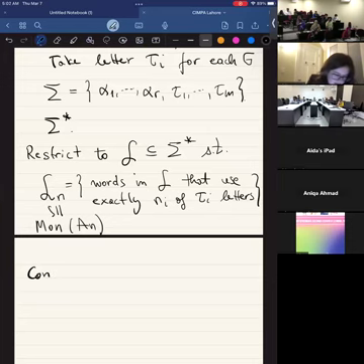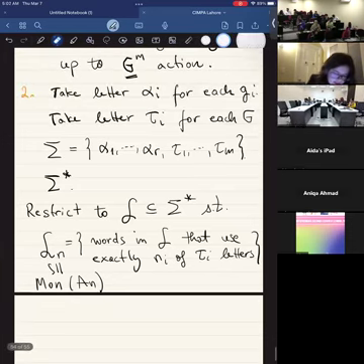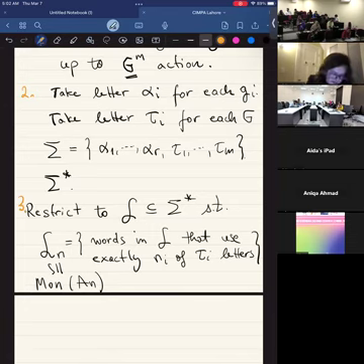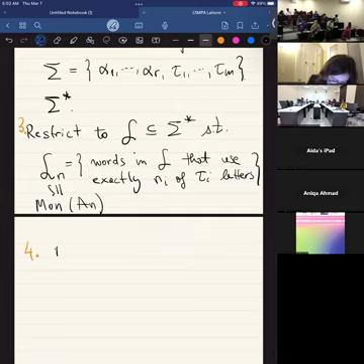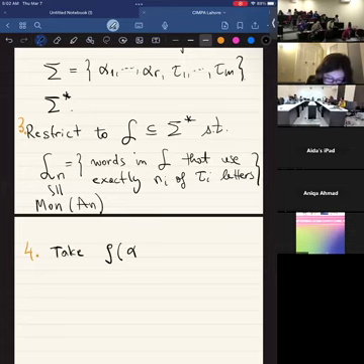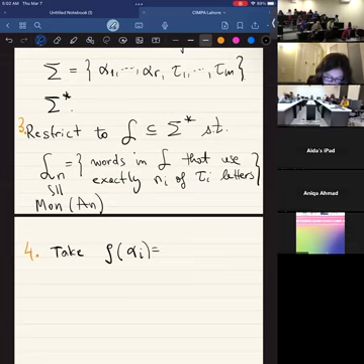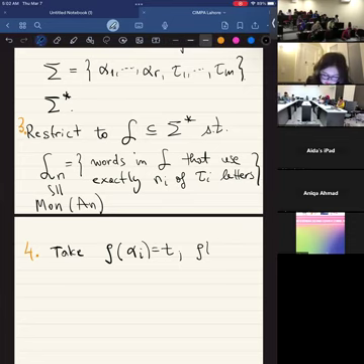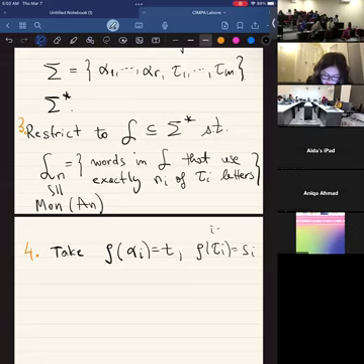Okay, and then consider. Oh yeah, so let me, what number were we? Yes, so this is 3. This was 3. 4. Okay, so consider, take rho as predicted. So take rho, the weight function, such that rho of each of these alpha_i's is t, and rho of tau_i is s_i, for i here, 1 through m.